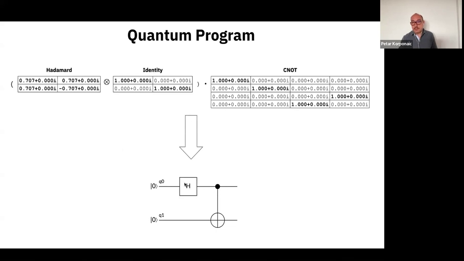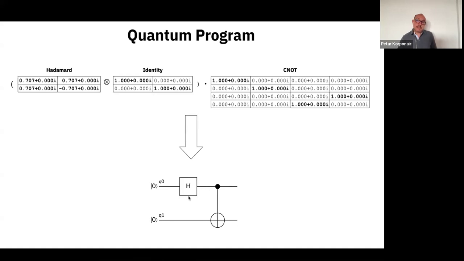Then identity is not shown in the diagram. We don't need to show it because identity doesn't have any effect on a qubit, but it actually extends our Hadamard to be 4x4. This is why I needed to put it here, but on the diagram we don't need it. And we have CNOT, which is this symbol. It's 4x4, which means it spans 2 qubits, connecting them. This symbol is NOT, so this is the controlled-NOT gate, and this is its matrix.